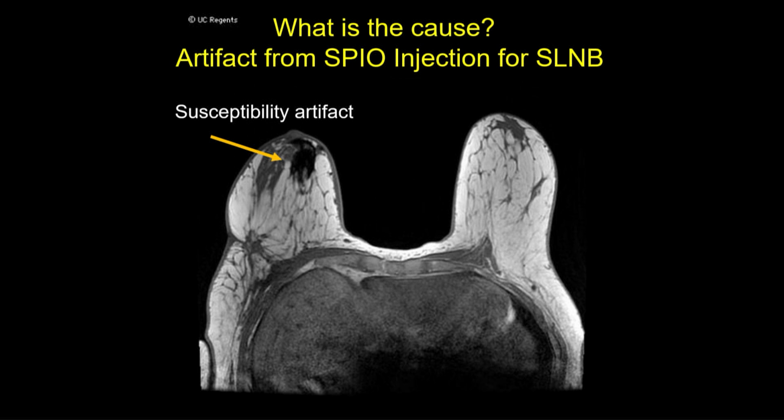Unfortunately, we learned the surgeon was injecting periareolar in the OR, or in periop prior to going to the OR. And this material kind of hangs out behind the nipple. It stays in the breast, and it creates this huge susceptibility artifact, which we were hoping would go away, but years later, it's still there.